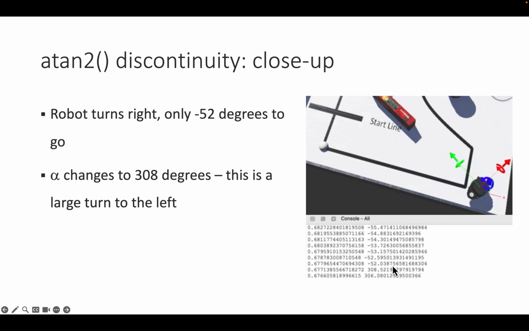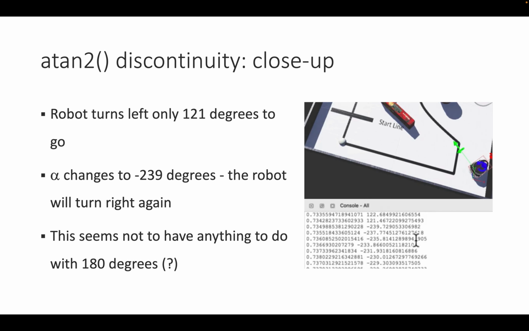These things all add up, so the discontinuity happens even if the robot is not directly facing that direction, but the object is at the 180 degree orientation. Now, once this happens, the robot will turn into the other direction, but now the same problem happens. It tries to minimize its error from 300 down to 120, and then at 120 it jumps to minus 239.